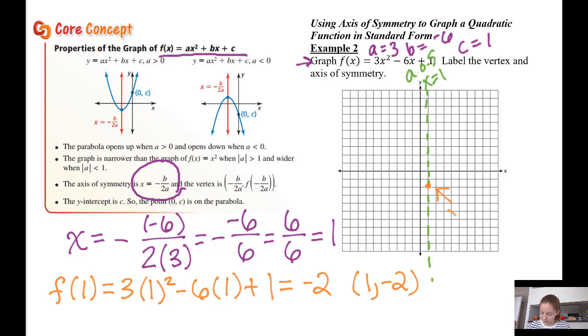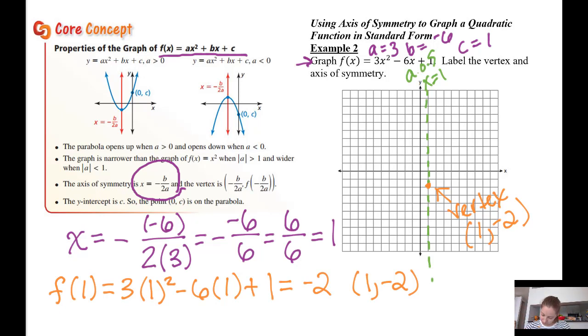This is the vertex, 1 comma negative 2. And now we need to plug 2 more x values into this function. So we get 2 more points that we can add to this graph, and then we'll use the axis of symmetry to put the symmetric 2 points on, and we'll have 5 points to make our parabola.